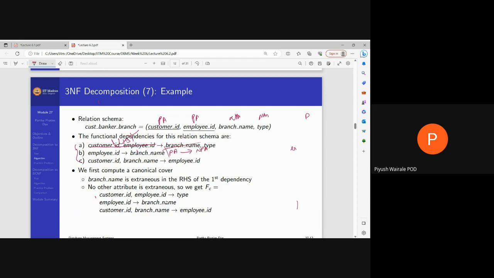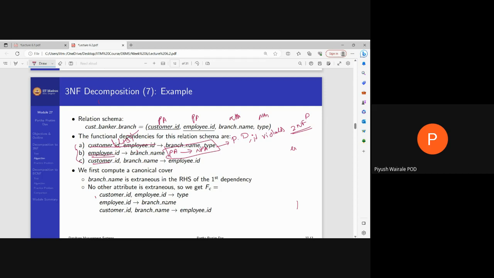So what is this? Tell me. We have discussed: employee ID is basically a subset of the candidate key, and branch name is a non-prime attribute. So it's a partial dependency. It means it violates the 2NF condition, right?